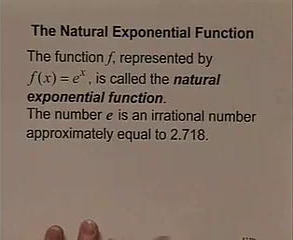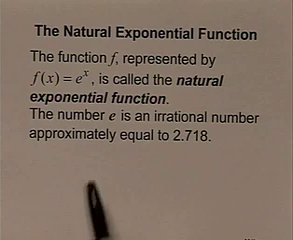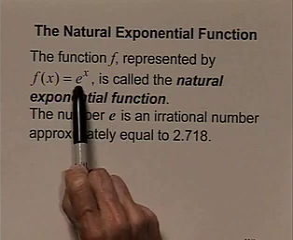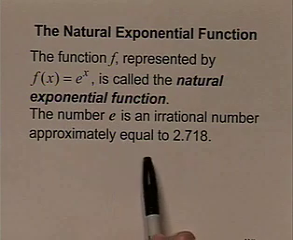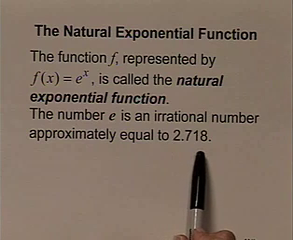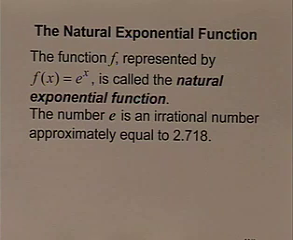Well, let's continue our discussion of exponential functions and look at a particular base of interest. This one's called the natural exponential function. The function f represented by f of x equal e to the x is called the natural exponential function. The number e, which notice is the base in the function, is an irrational number approximately equal to 2.718. That doesn't mean that is it exactly, it's approximately this.